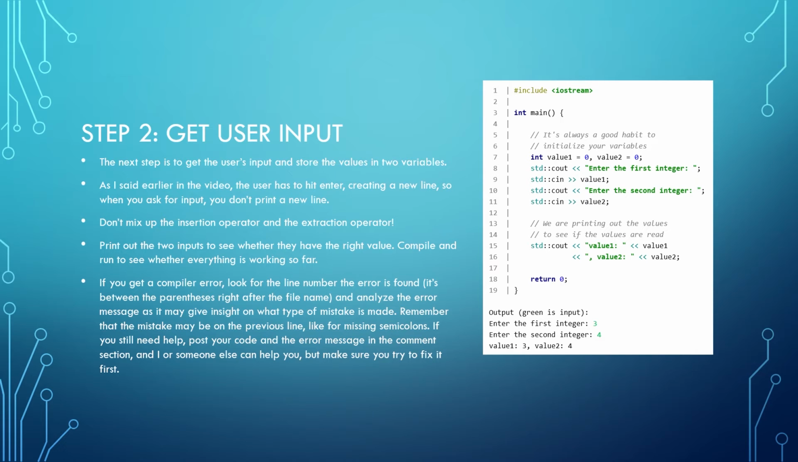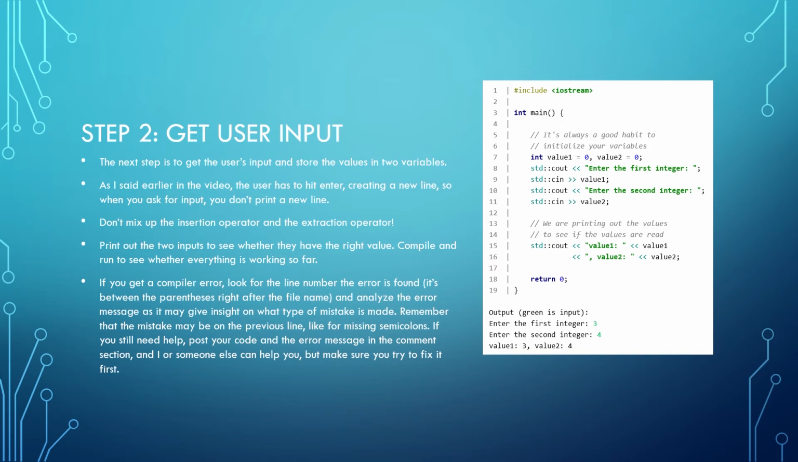The next step is to get user input and then store the values in 2 variables. As I stated earlier in the video, the user has to hit enter, which creates a new line, so when you ask for input, you don't print a new line. Don't mix up the insertion operator and extraction operator. It actually produces an error if you mix them up.